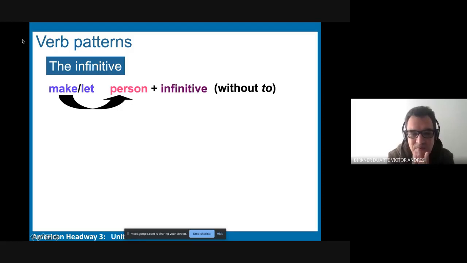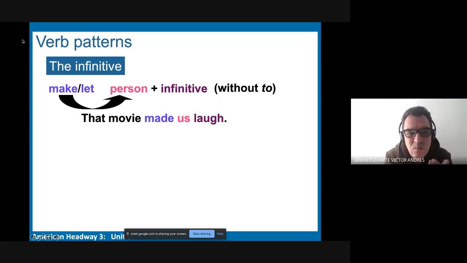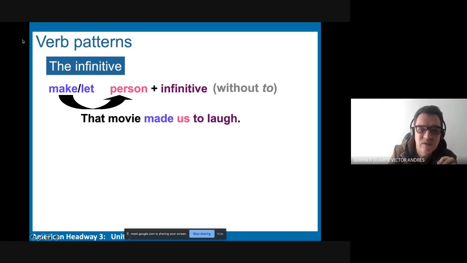Here we have to be very careful because I have seen that some students have some confusion regarding the verbs make and let, but we don't have to use to in this particular case. For example, that movie made us laugh. We don't say that movie made us to laugh. No, the movie made us laugh without to. Forget about the infinitive to in this case, right? We use the infinitive verb form, but without to, right? We don't say made us to laugh. No.